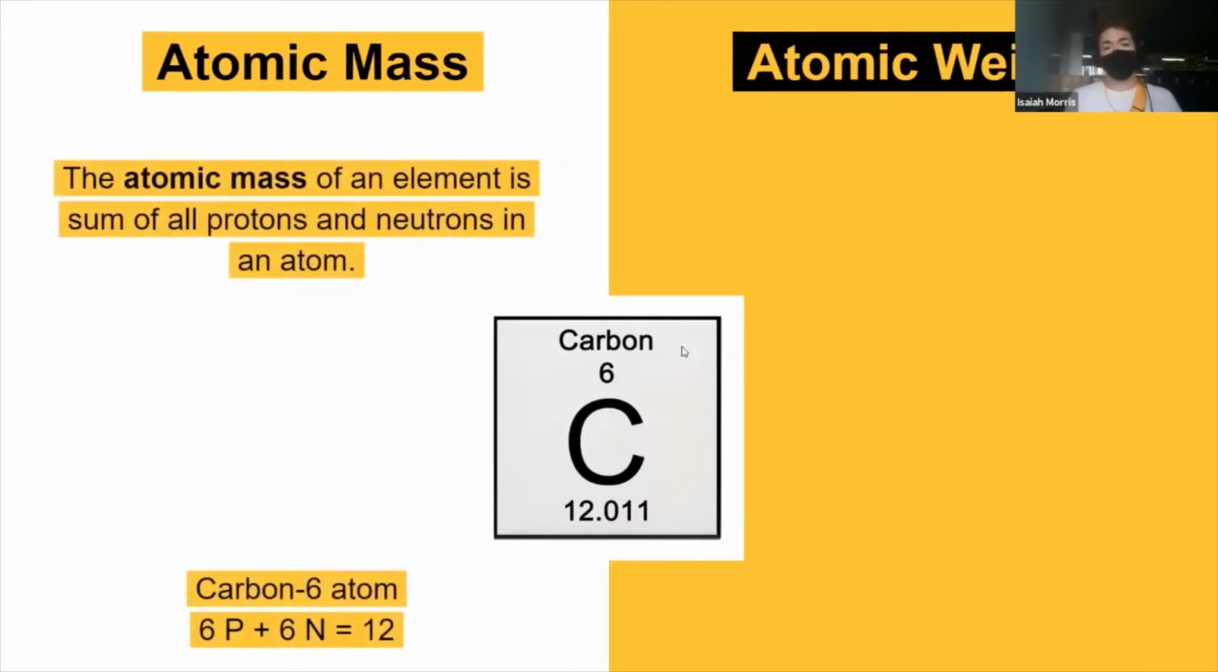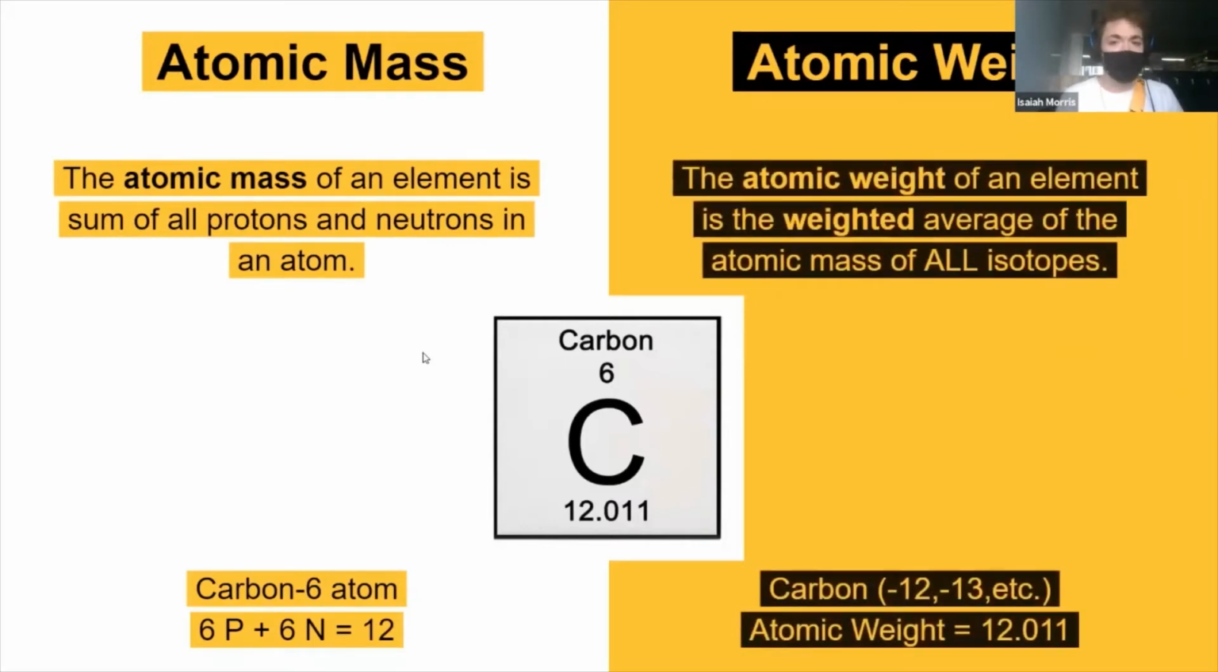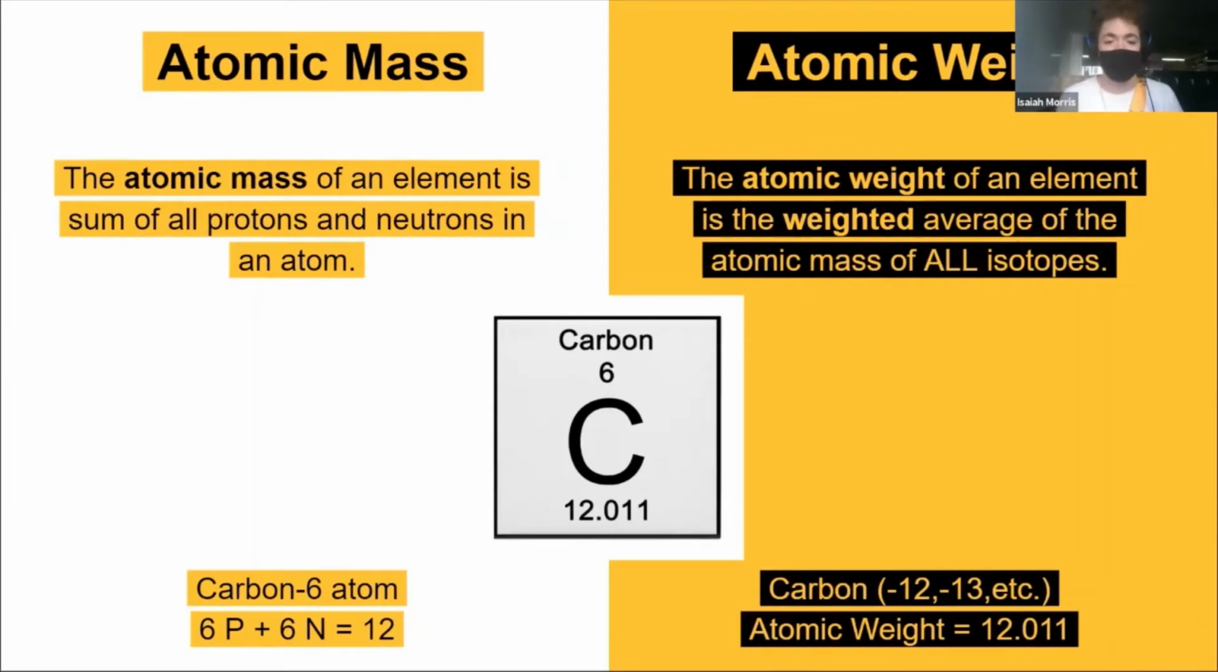So the atomic mass of an element is the sum of all the protons and neutrons that are in the atom itself. So for instance, carbon: 6 protons plus 6 neutrons gives you an atomic mass of 12, right? But when we're thinking about the atomic weight, although it is similar to 12, it is not exactly the same. You can see it's not 12.0, it is 12.011. And that is because it's not just some weird rounding error.